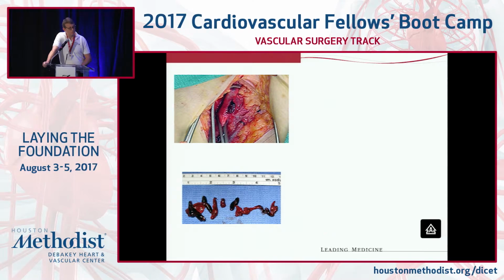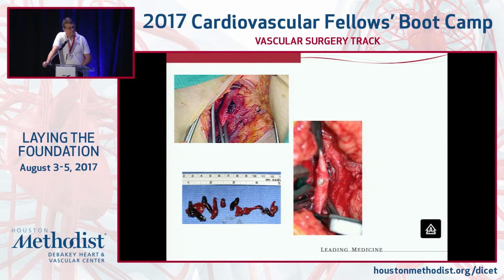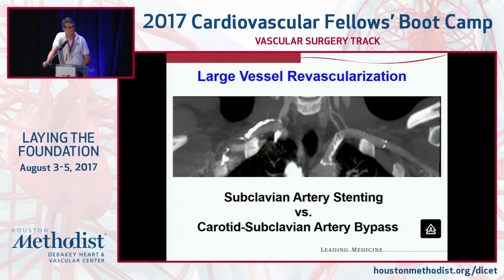And this is often what you'll retrieve. These tend to be some of the most satisfying procedures, because they tend to not take very long. You tend to get a lot of clot, tend to be able to close things with about 5-0s, 6-0s or 7-0s, and tend to have very good success for straightforward upper extremity embolism.